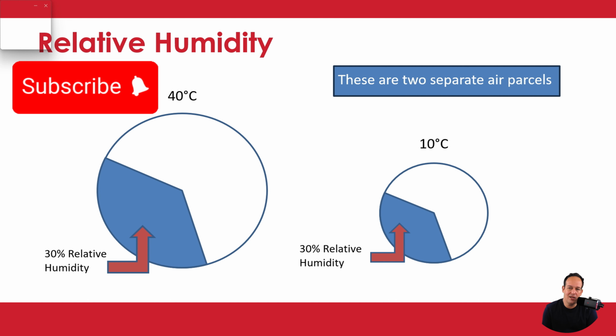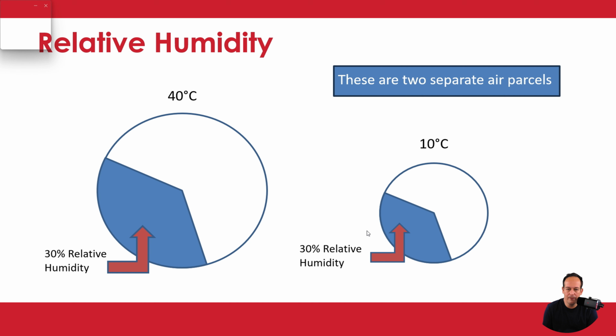And so in this 10-degree Celsius air parcel, let's say that it has a certain amount of water vapor inside of it. And this ratio, this relative humidity, is 30%. But we look at this different air parcel that's 40 degrees Celsius, it takes up more space and it can hold more moisture. The amount of moisture held in this air parcel just happens to also be 30% relative humidity.